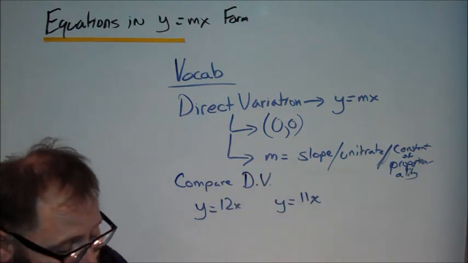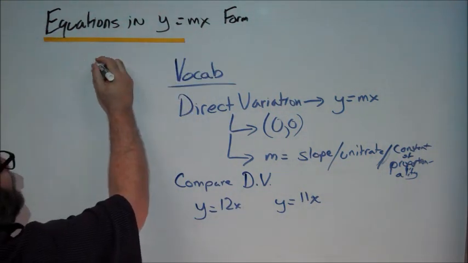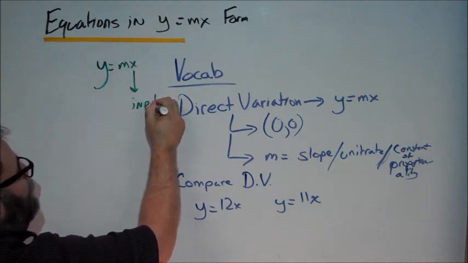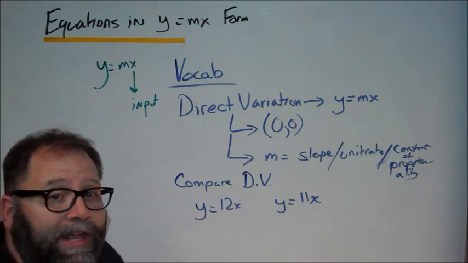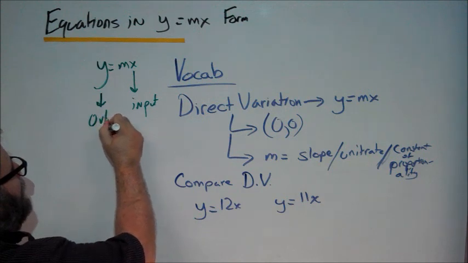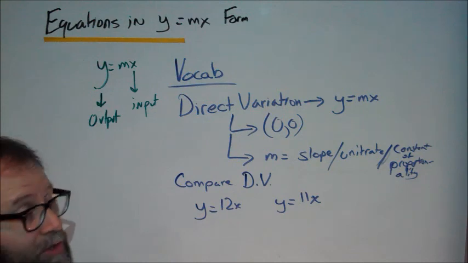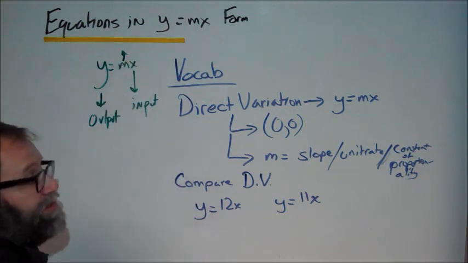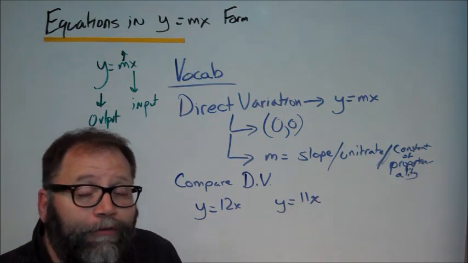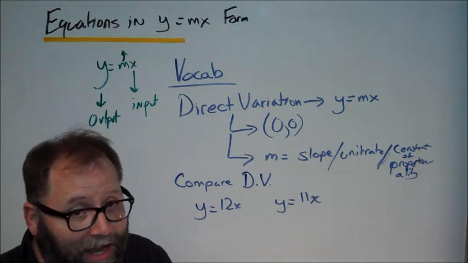Also, don't forget that when we look at any equation in y equals mx form, x is our input. How many minutes did you run? How many hours did you work? y is your output. How many miles did you run? How much money did you make? And then the rate at which those things happen is the slope, or the unit rate, or the constant of proportionality for an equation in y equals mx form, which is direct variation.